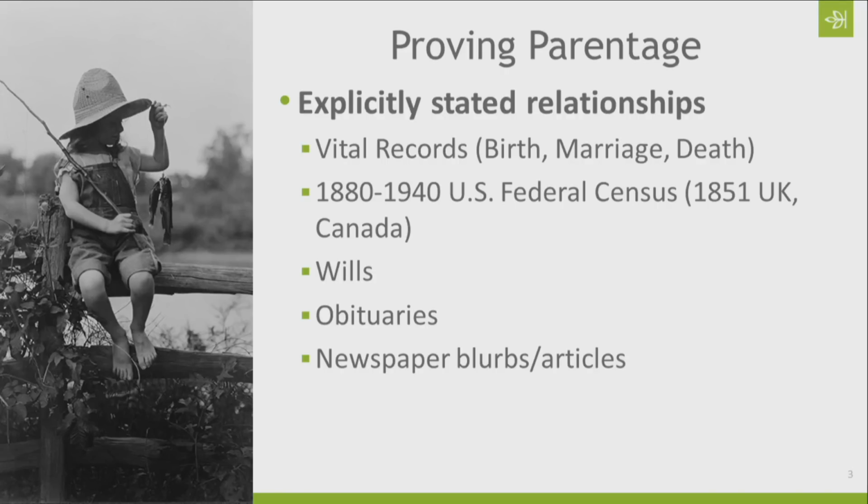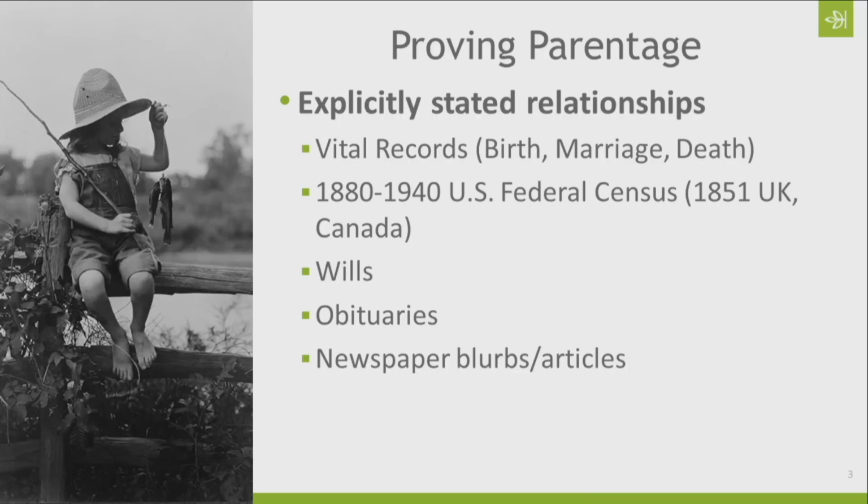But a lot of communities wrote what I call blurbs, the town news. Sometimes it's just one column in a larger newspaper for a larger area, but it'll list things like, "Mrs. John Smith went to visit her parents, Mr. and Mrs. Thomas Williams, in another town this week." And so now you have an explicitly stated relationship between Mrs. Smith and her parents, Mr. and Mrs. Williams.